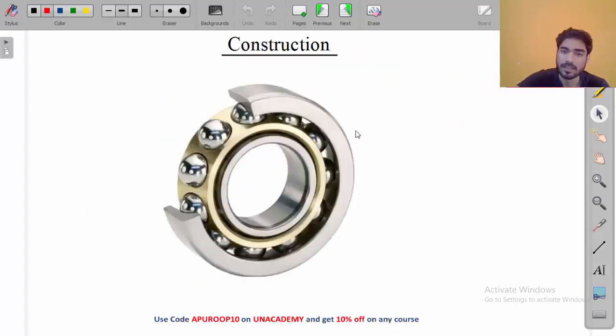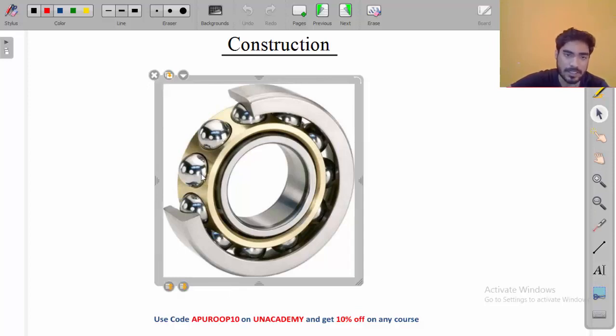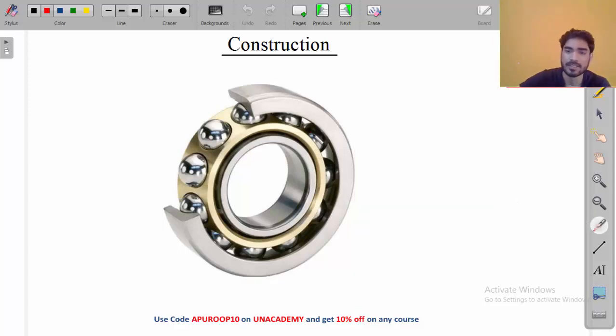Now, my friend, let's understand the construction. This is an overall view of a ball bearing. I'm taking a ball bearing as an example. You can see these are the balls. These are the moving elements. Now there are four major parts of a rolling contact bearing. Can you see this?